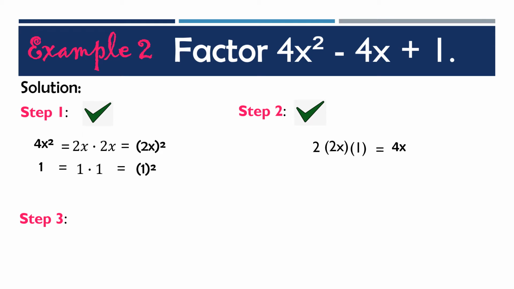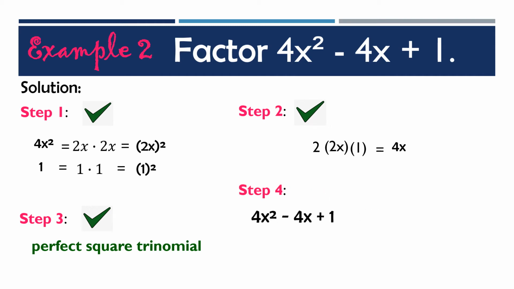Now we can proceed with step 3. It is a perfect square trinomial. Therefore, in step 4, you can factor this out by 2x minus 1 raised to 2, or 2x minus 1 times 2x minus 1.